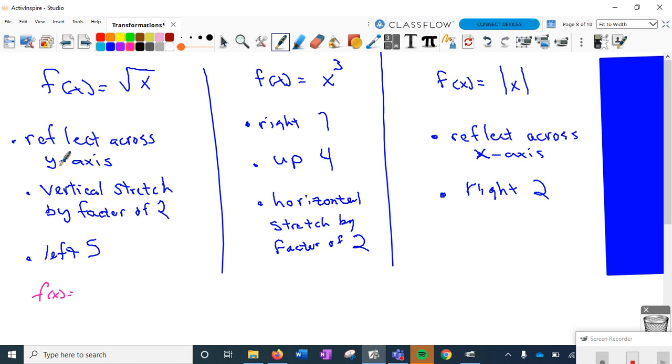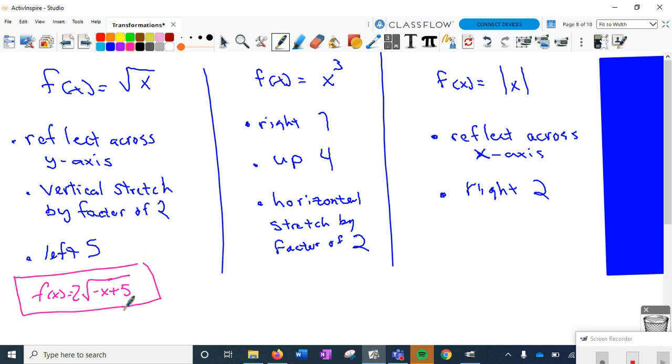Reflect across the y-axis. Again, y-axis is vertical, so horizontal reflection means inside, make it negative. Vertical stretch. Where do vertical stuff happen? Vertical stuff happens outside, so it is what it is, times 2. Left 5. Did we fix that yet? Left is plus inside. No need for parentheses because the square root symbol is a natural grouping.